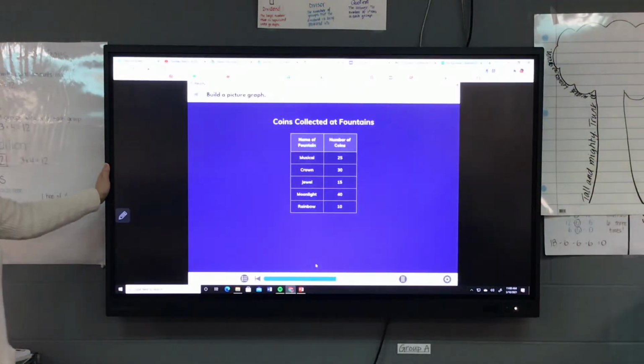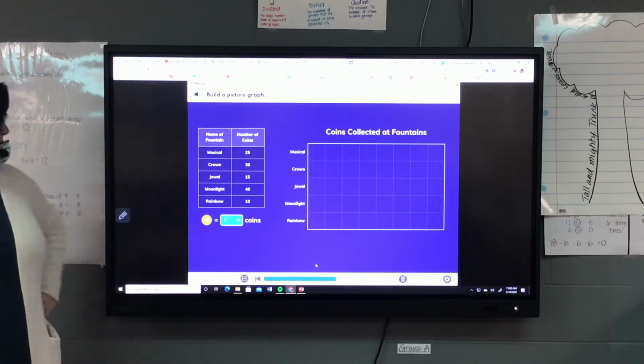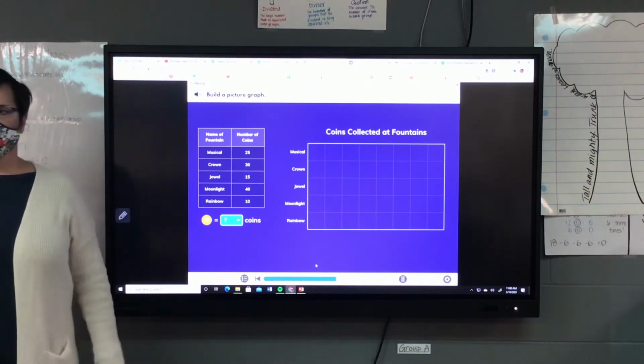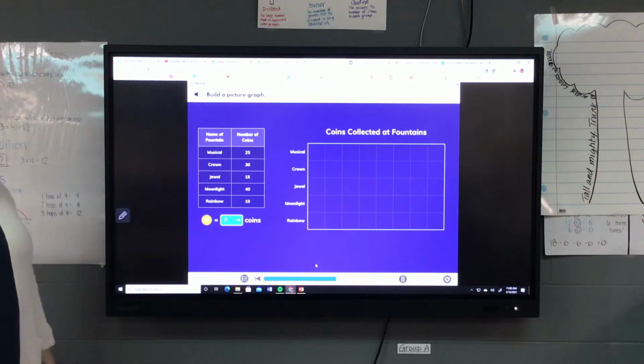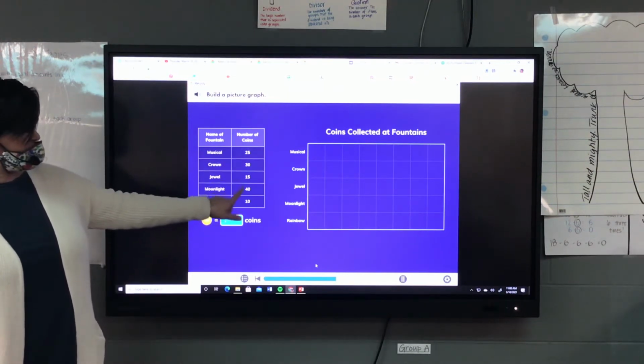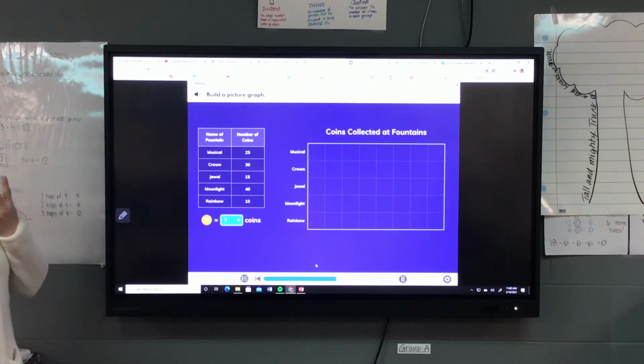This table shows how many coins were collected from each fountain. Build a picture graph. First, choose the scale that works best for the data. Should we skip count by 2s? No. 5. 10. 5. No, yeah, 5. What do you think? We have 25, 30, 15, 40, 10. So would 2s be good?